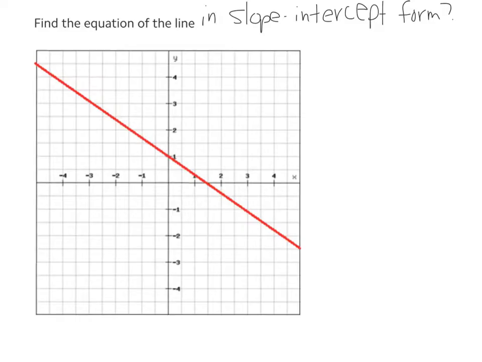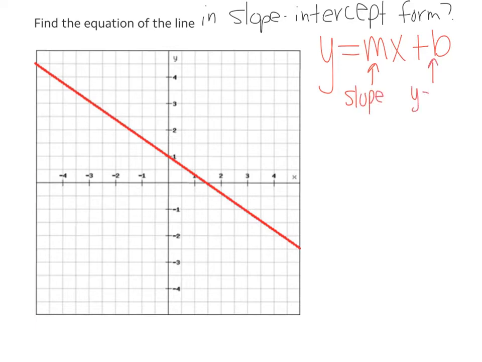Okay. For the next problem, we're finding the equation of the line in slope-intercept form. So remember, slope-intercept form is y equals mx plus b, where m is our slope and b is the y-intercept. So in order to write an equation in this form, we need our slope and our y-intercept. So we are going to start by finding the slope. The slope is our rise over our run.